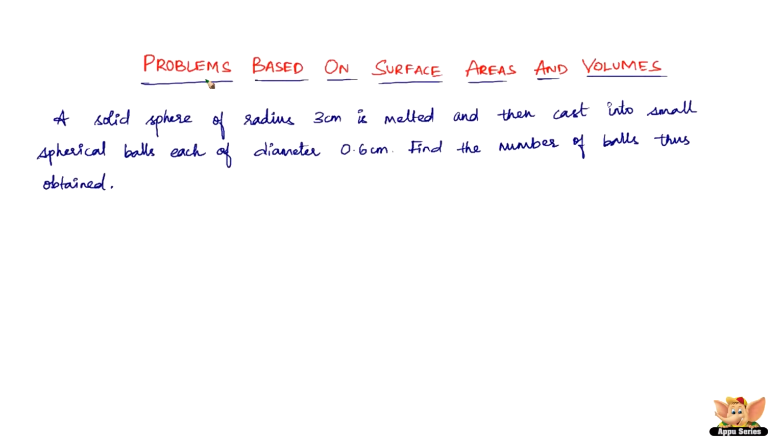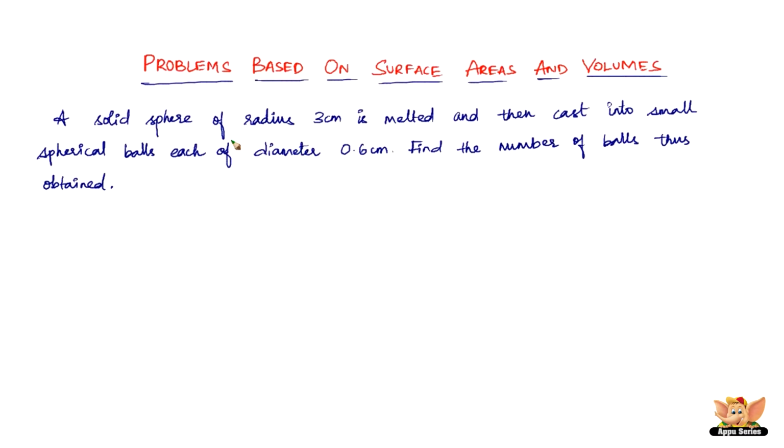In this video, let us continue to solve problems based on surface areas and volumes. The problem reads like this. A solid sphere of radius 3 centimeters is melted and then cast into small spherical balls, each of diameter 0.6 centimeter. Find the number of balls thus obtained. So what's this problem all about? How are we supposed to solve it?